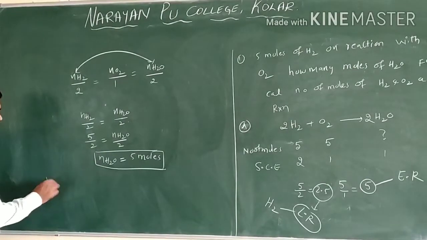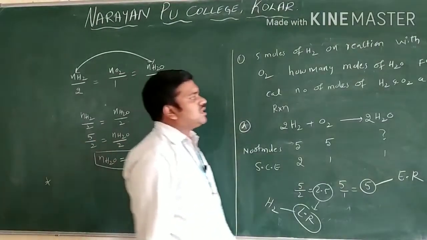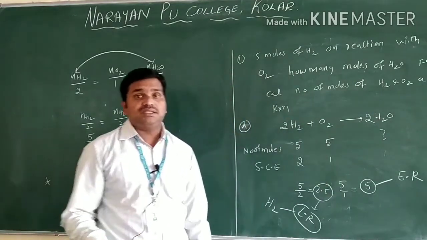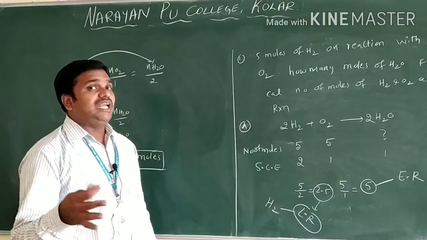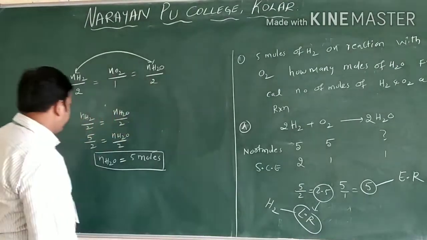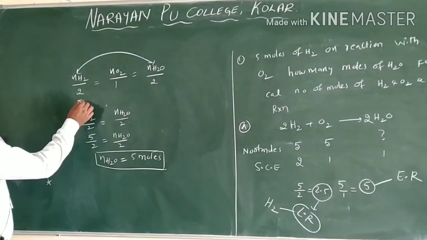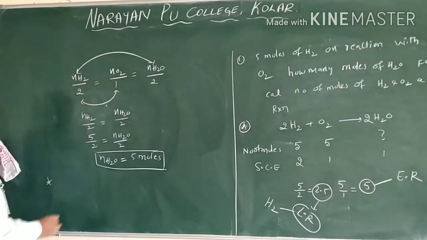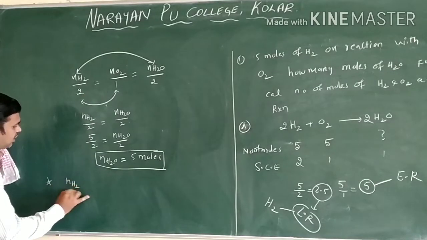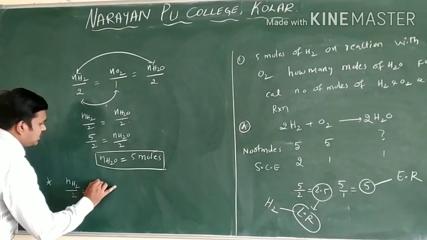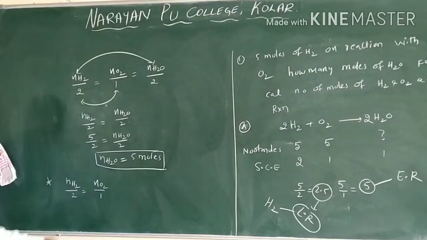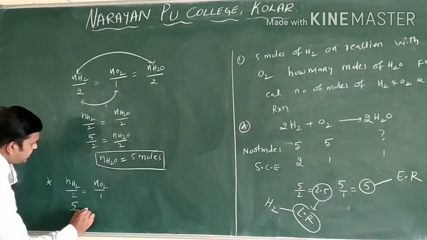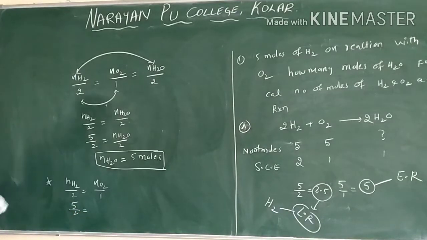Then you can find out how many moles of O2 are consumed in the reaction, or how many moles of O2 are left in the reaction. Now suppose you want to find the number of moles of O2 consumed, you can take these two. I will write here number of moles of H2 by 2 is equal to number of moles of O2 by 1. Number of moles of H2 how much we have? 5.